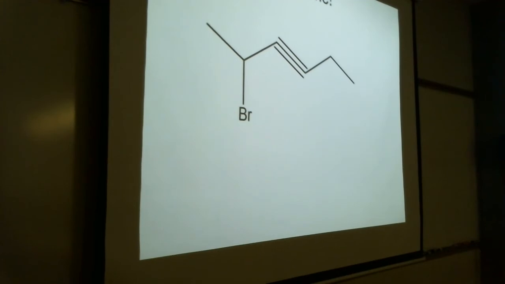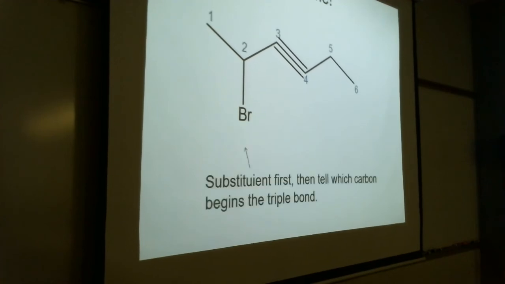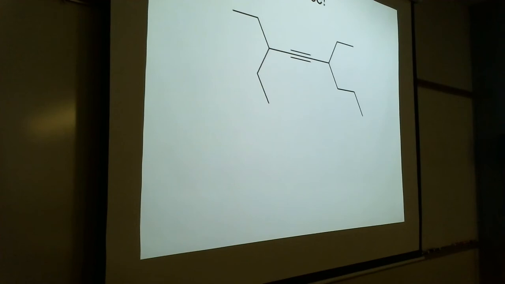All right. We're numbering from the left or from the right? 1, 2, 3 versus 1, 2, 3. We're going to get the same number on the triple bond, so we number to give priority to the substituent, from the left, right? So it'd be 2-bromo-3-hexyne. All right, here's another one for you.